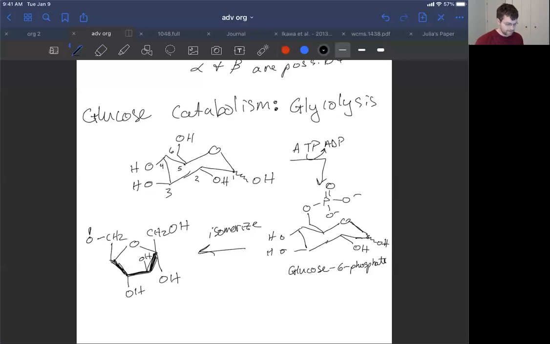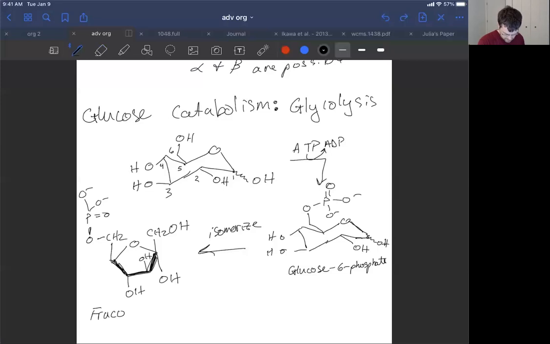Now we just have, I guess it's still 6. At the 6th position, we have a CH2, but also at, I believe, maybe that's carbon 1 over here. I don't know that numbering scheme. I don't see it in the book. Okay. Anyway, now our phosphate is just over here. So this is now fructose 6-phosphate.